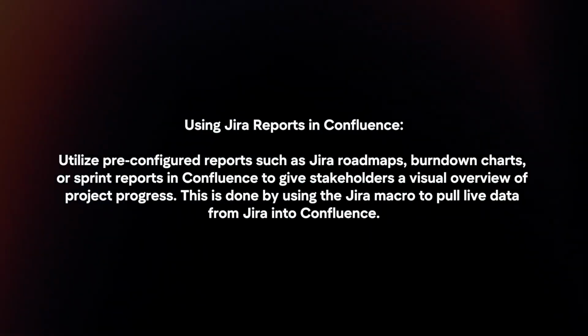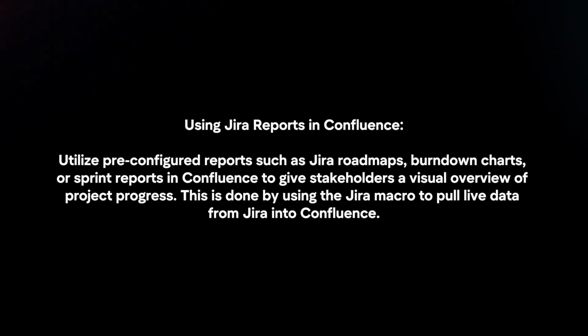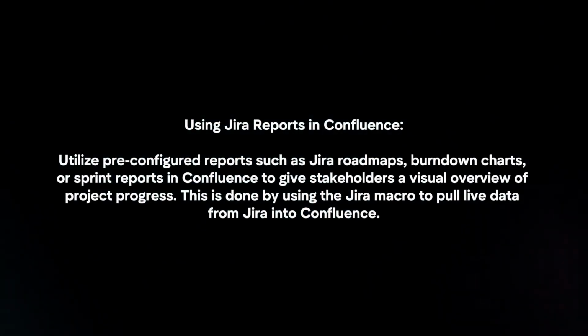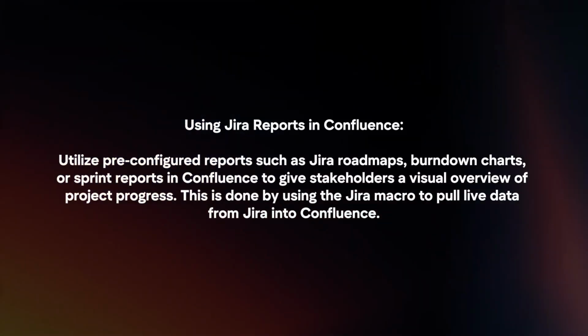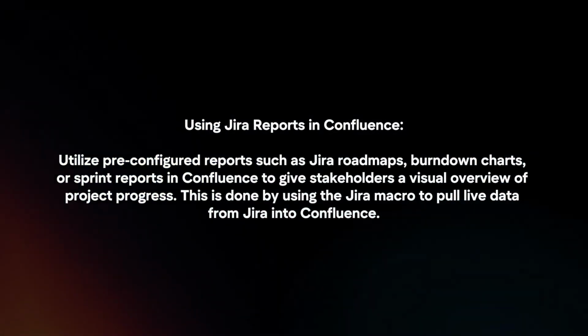Using Jira reports in Confluence. Utilize pre-configured reports such as Jira roadmaps, burnout charts, or sprint reports in Confluence to give stakeholders a visual overview of project progress. This is done by using the Jira macro to pull live data from Jira into Confluence.